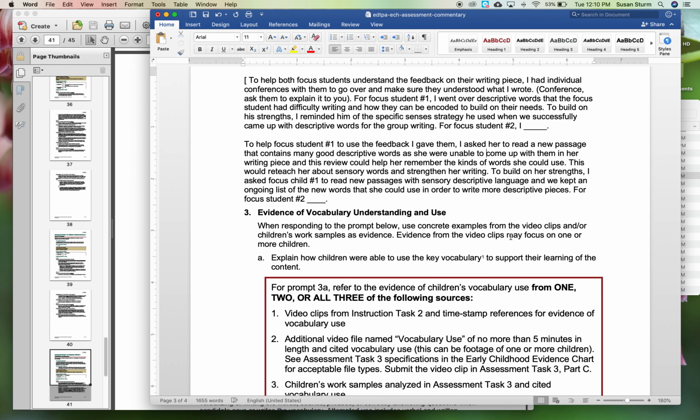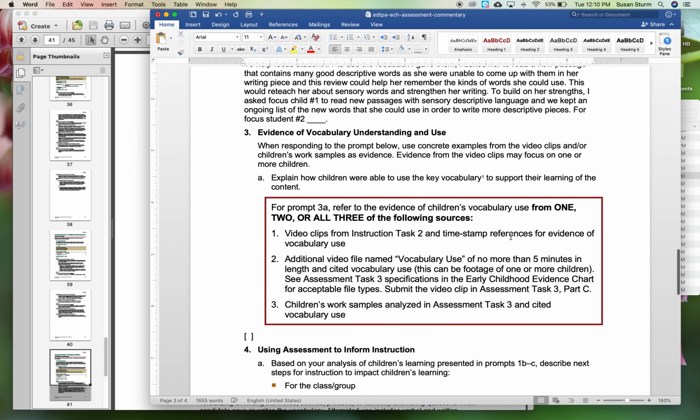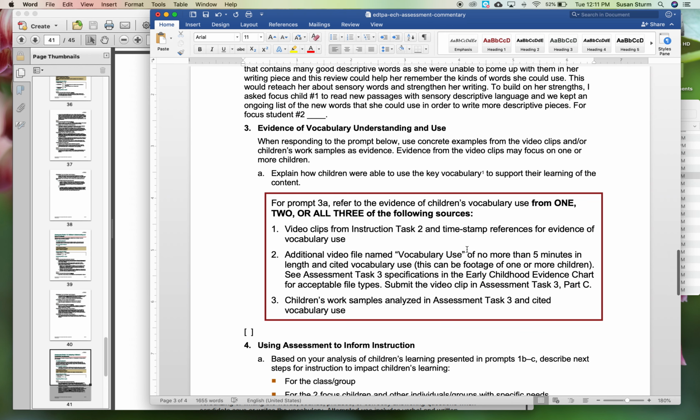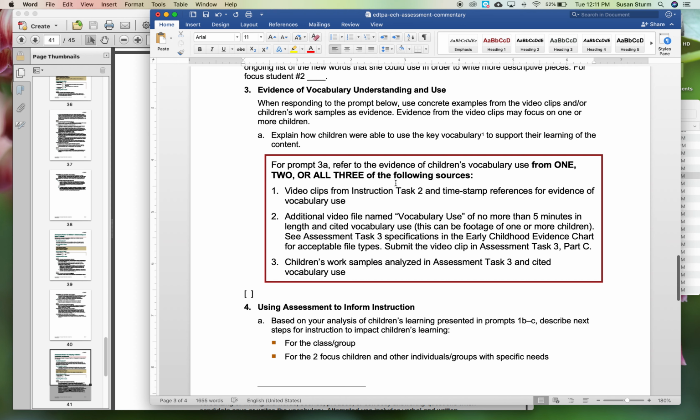This one is all about prompt 3, which only has 1 part. So wow, each of these prompts has its own rubric. This task is all the questions are super important individually. So when you're responding to prompts below, use concrete examples from your video clips and or the student work samples as evidence. Evidence from the clips may focus on 1 or more children. So you have the option here. You can have 1, 2, or 3 of the following.